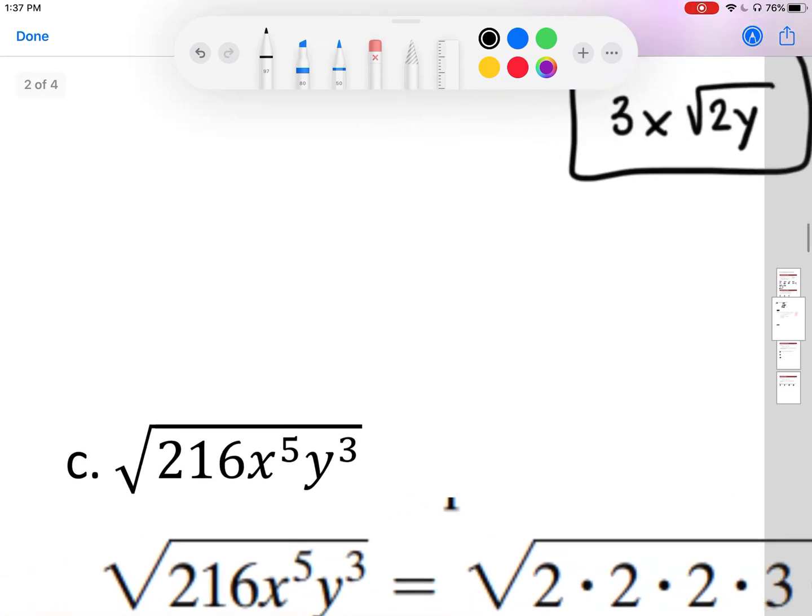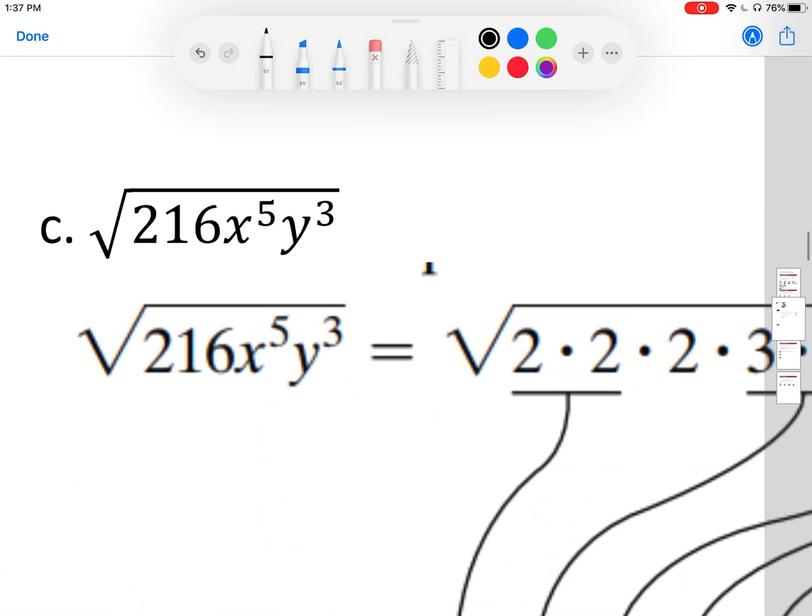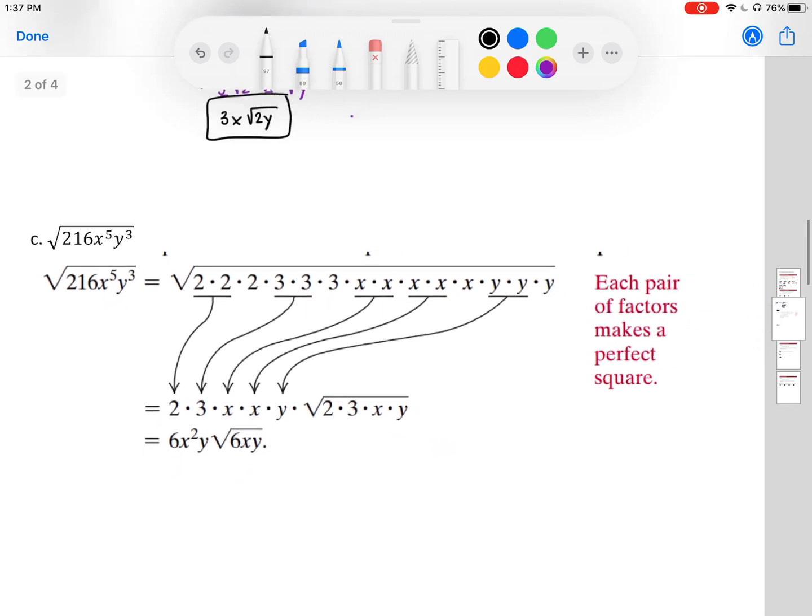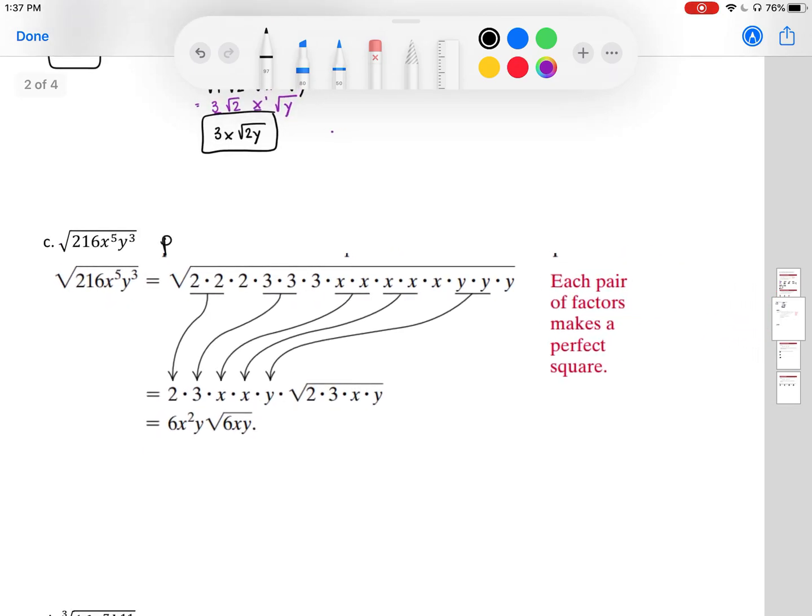Now for this next problem, there's ways to think about it. One way to think about it is to prime factorize. If you have a really big number and you don't know where to start, you can start by prime factorization. And then because you have a square root, you want to group all your pairs. So I have a pair here, a pair here, a pair here, a pair here, and a pair there. Your pairs are what are going to come out of the radical.